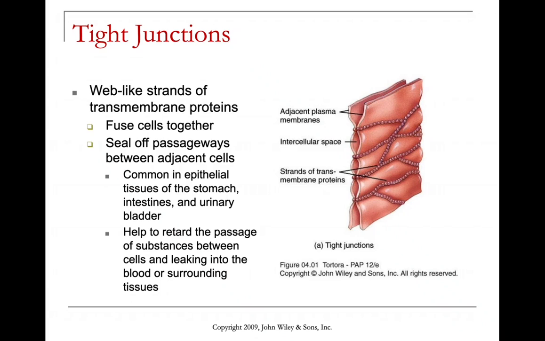So the tight junctions are going to have web-like strands of transmembrane proteins that are going to fuse the cells together. This will form more of a seal, so it can seal off passageways between adjacent cells. We see this in epithelial tissues of the stomach, intestines, and urinary bladder. That's what is going to allow them to actually seal off and be able to contain fluids in them. They'll help to retard the passage of substances between the cells and leaking into the blood or the surrounding tissues. So it helps to make them more watertight.